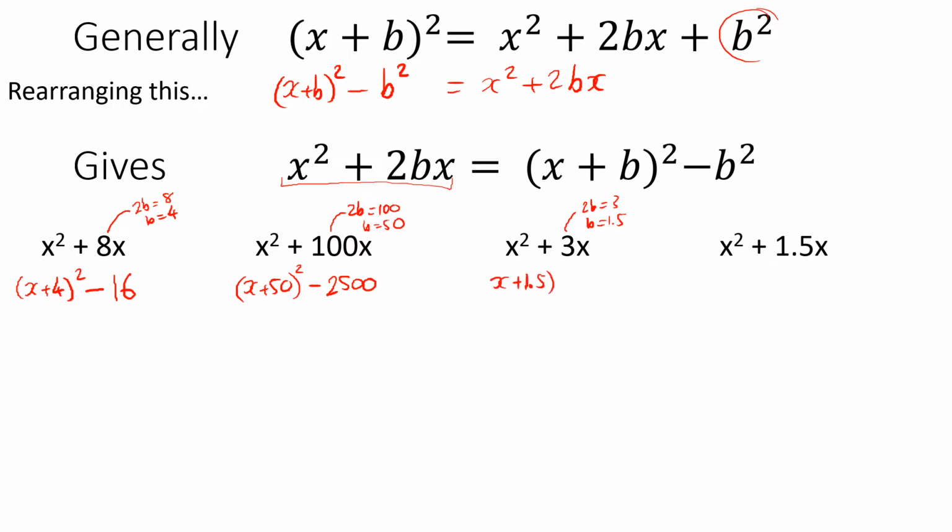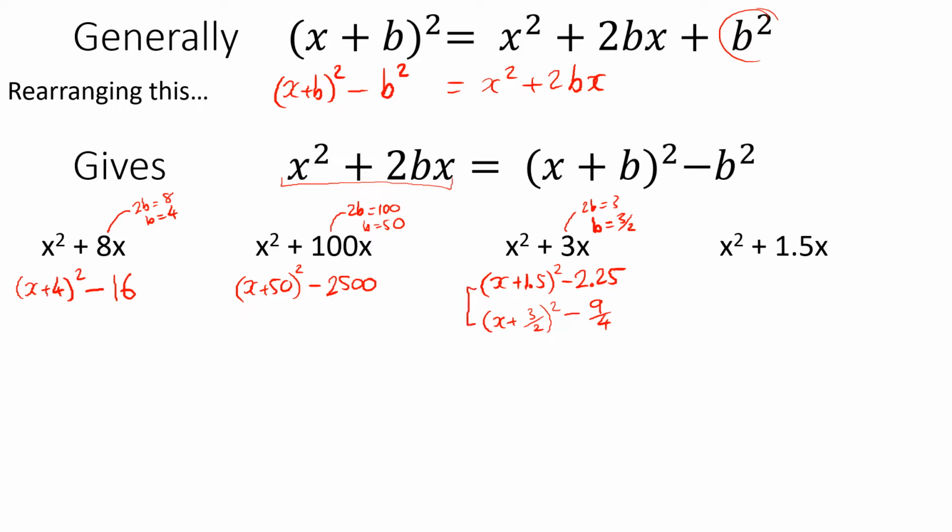We can say x plus 1.5 squared, take away b squared, 2.25, and that's fine. Some other people like to look at this and say b is 3 over 2, keep it as a fraction. And the reason you might want to do this is fractions are a bit easier to square than decimals in a non-calculator situation. So instead of writing 1.5, we write 3 over 2. And if we square 3 over 2, that's 9 over 4. 3 squared is 9, 2 squared is 4.